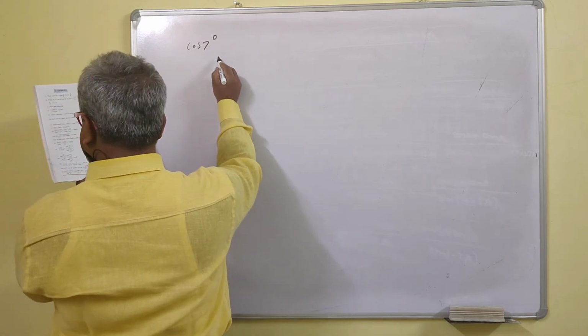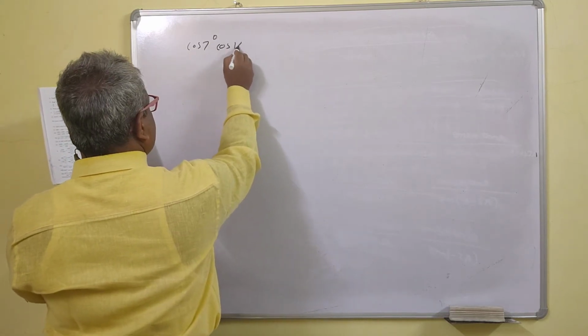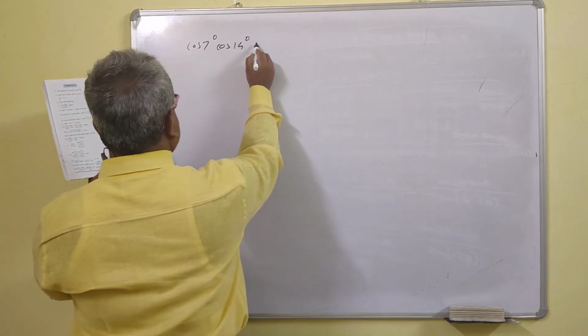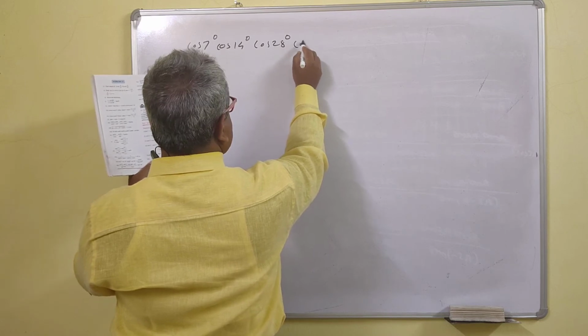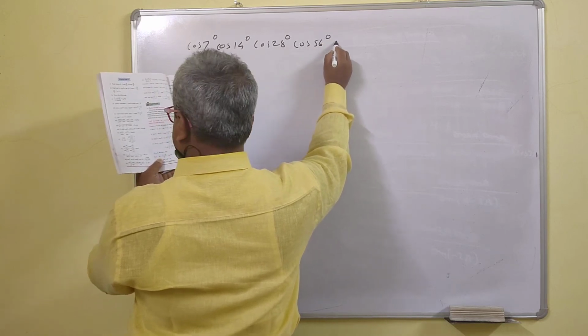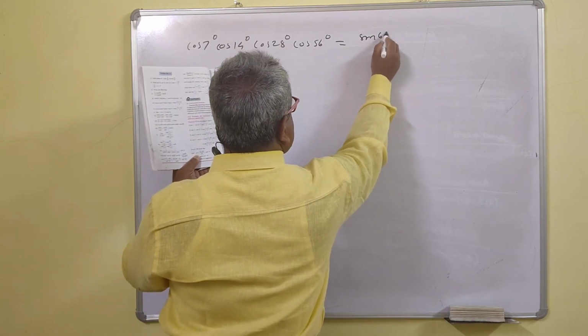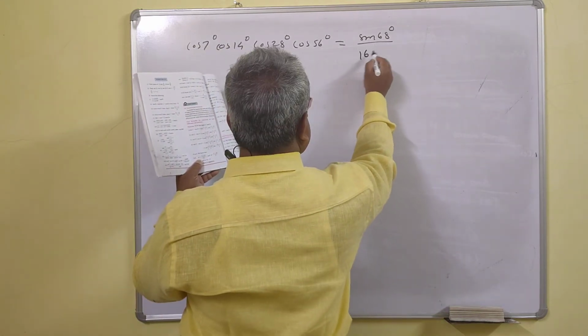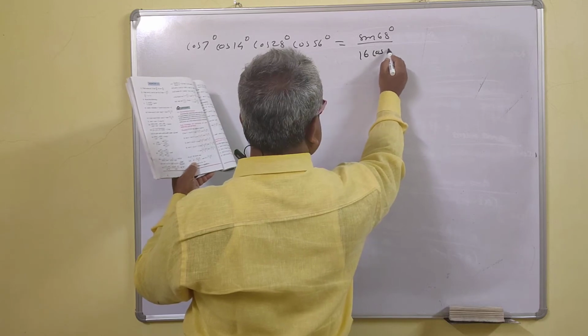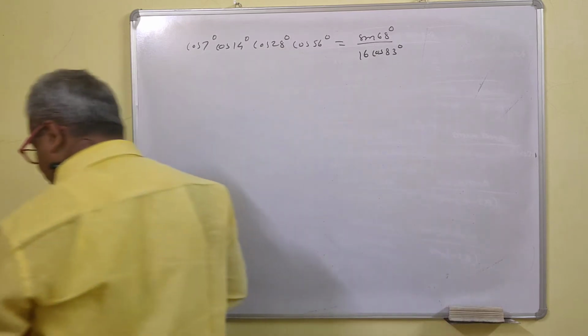cos 7 degree, cos 14 degree, cos 28 degree, cos 56 degree is equal to sin 68 degree upon 16 cos 83 degree.